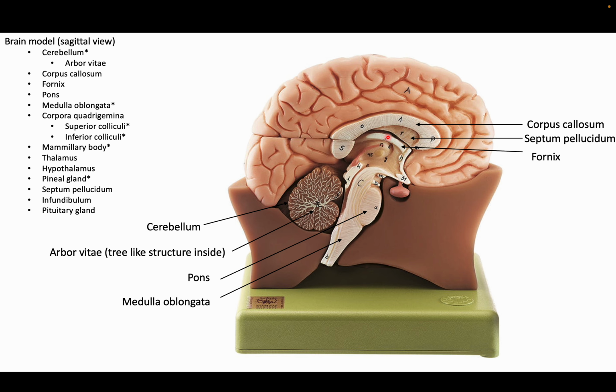Then you have the fornix right here. The fornix is a white matter tract in your brain that plays a crucial role in memory and cognitive function. So this is the fornix. Then you have the thalamus. The thalamus is a big region in your brain right here that plays a role in emotion. It regulates fear, anxiety, behavior, memory, and all that is in this area called the thalamus.